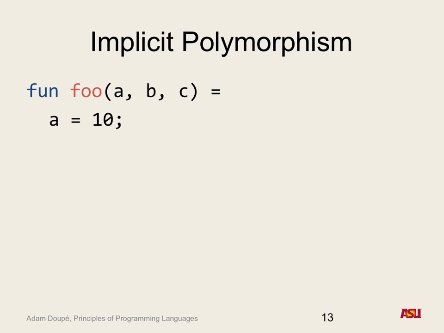So now we see a case, we have A equals 10. So what would be the type of A from this usage? Int.